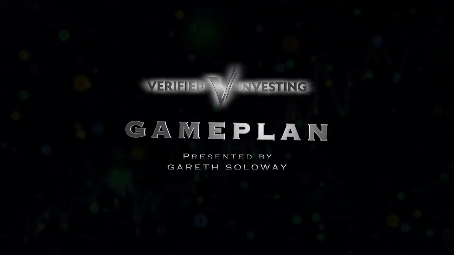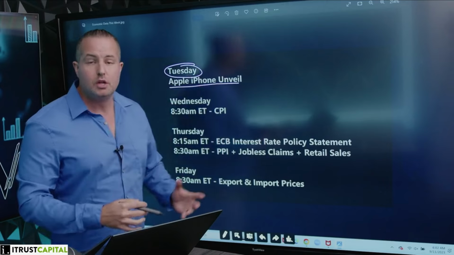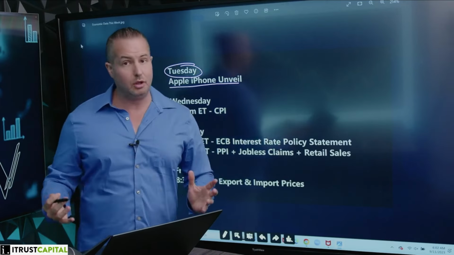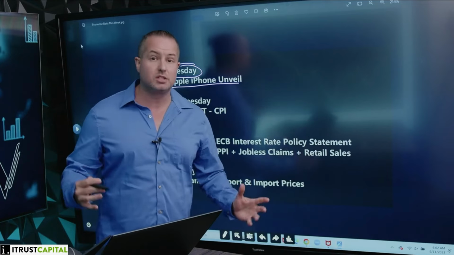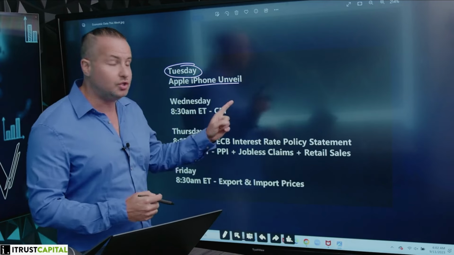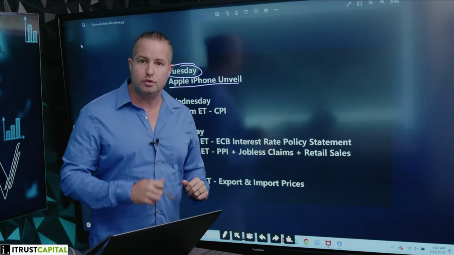On Tuesday, right here, Apple unveils its new iPhone, right? So that is going to be influential into the tech sector. Apple is still about a $3 trillion company, biggest company by market cap, and therefore this will be important on Tuesday. I believe it's Tuesday afternoon. I'm not sure if it's 1 or 2. I will clarify that for you guys tomorrow.